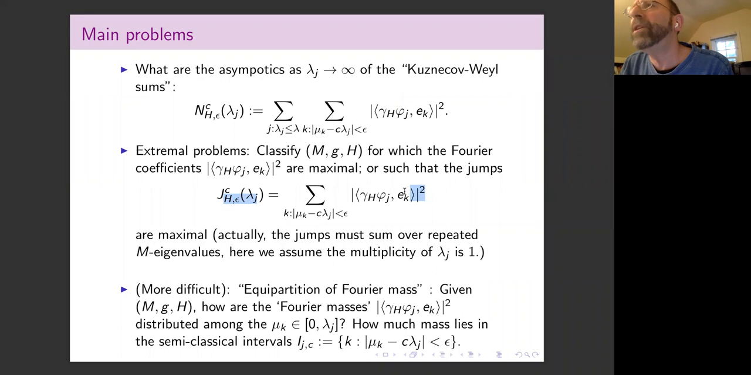But we're sort of breaking up the L2 norms of restrictions into Fourier bands and trying to figure out which Fourier bands dominate the L2 norm of the restriction. So that's what these jumps are like. Here, literally, you should sum over repeated eigenvalues if lambda j has multiplicity. I'm suppressing that for the time being. I'll come back to it later.